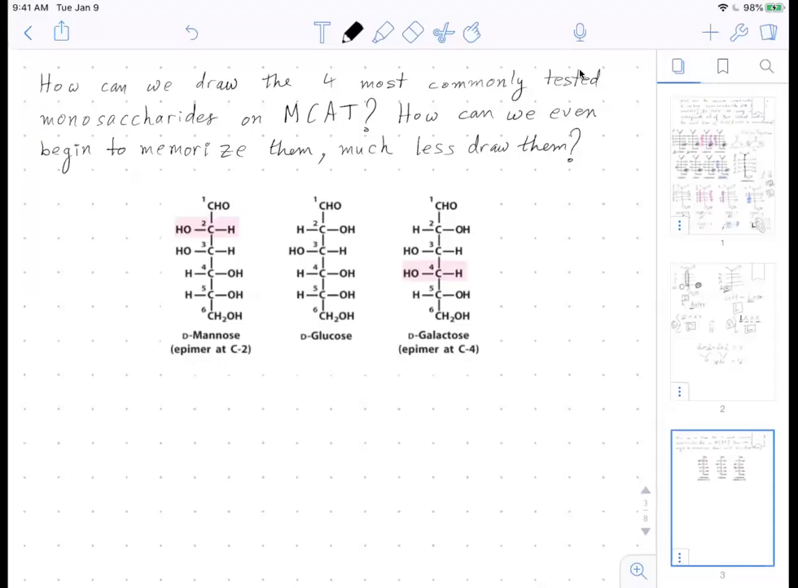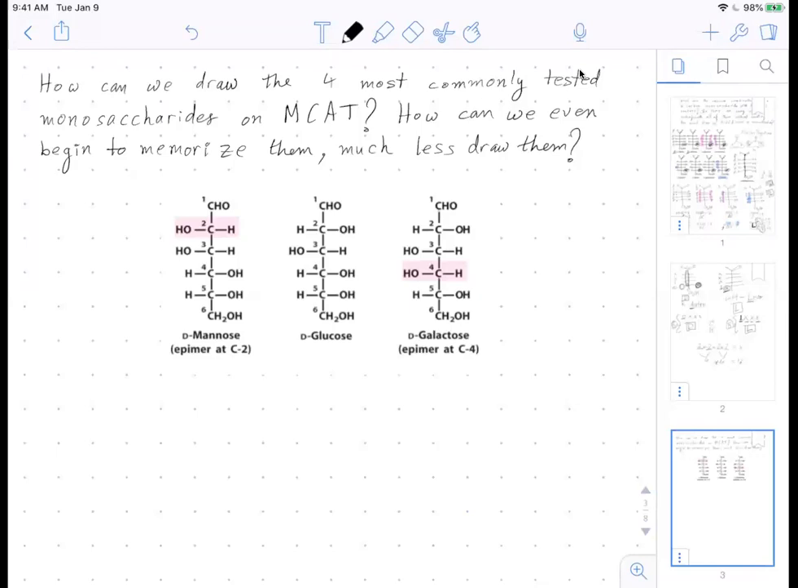One challenge that I've often struggled with when dealing with monosaccharides like glucose, mannose, galactose is how can I quickly recognize and draw these three most commonly tested structures? They're used on the MCAT a lot, and I'm sure on other standardized tests as well. How can I memorize them? How can I draw them quickly? And I came up with sort of a mnemonic that I'd like to share.